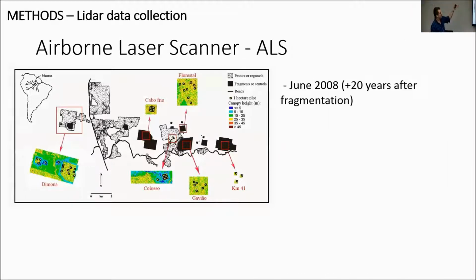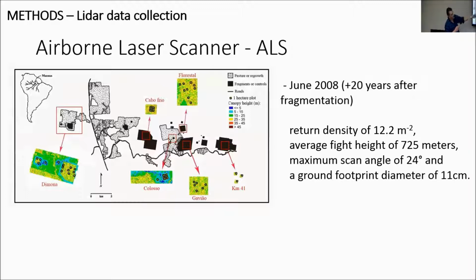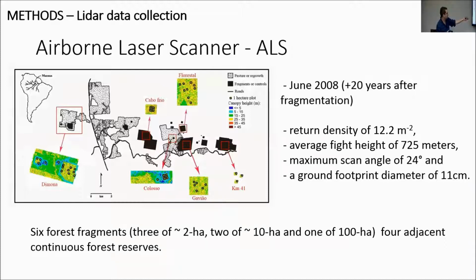The airborne data was collected in the same year as one of the inventories. These are some parameters of the LIDAR. It's not so important to say now. And in the 6 fragments, we already said 3 of 1. All the papers in the past said 1-hectare fragments, but now we have the exact GPS points, and the area is not exactly 1. It's around 2, around 10, and 1, and 99 hectares. Okay. But we have 2 of 1 hectare, 2 of 10, and 1 of 100.